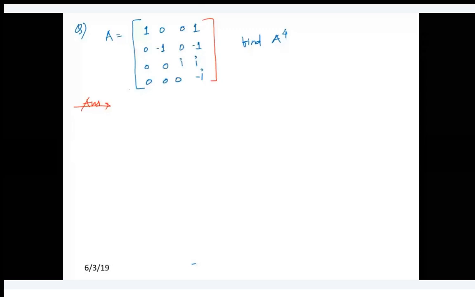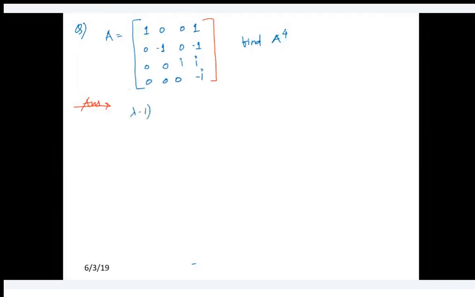What is the characteristic equation? You can clearly see here, this is an upper triangular matrix. In an upper triangular matrix, eigenvalues are along the principal diagonal itself. So even if you try the characteristic equation, it will look like this: (lambda minus 1)(lambda plus 1)(lambda minus i)(lambda plus i) equal to 0.